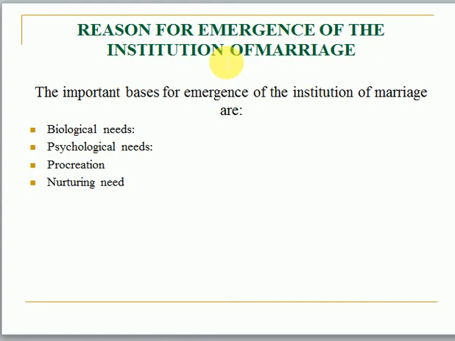Second is psychological needs. A reason for the emergence of the institution of marriage was psychological needs. If you would like to be supported psychologically, we need to form the institution of marriage, and that makes a family, where family members psychologically support each other. So marriage satisfies not only biological needs but also the psychological satisfaction of having children. These children will support their family members in the long term.